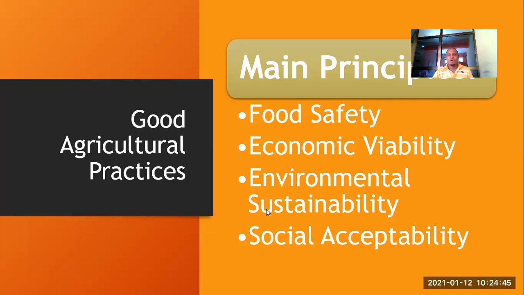Now, when we talk about good agricultural practices, it is founded on four principles. Every aspect of good agricultural practices, from pre-production and production up to transportation, is founded on four main principles. And these four main principles are the things that you should take into consideration when you are implementing anything concerning good agricultural practices.